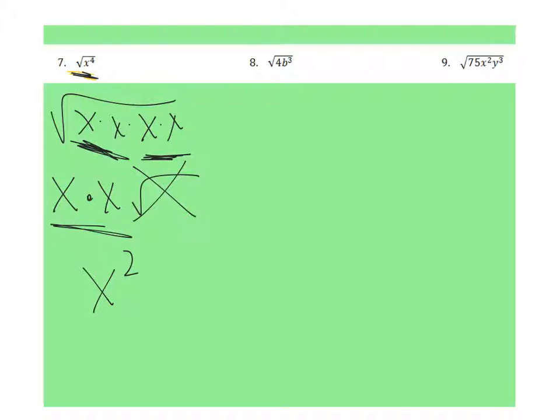Okay, another way to think about this is, no, never mind. I won't talk about that yet. Well, you guys are just getting used to this. We'll talk about that later.